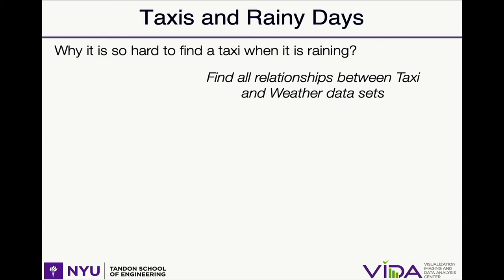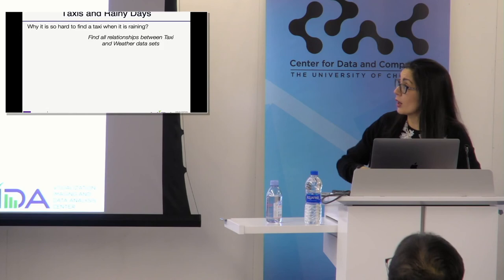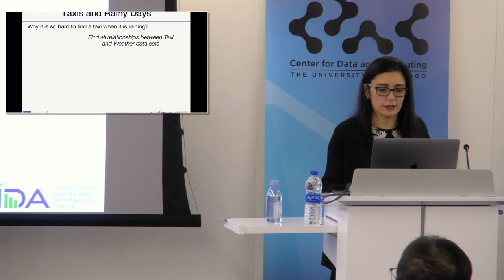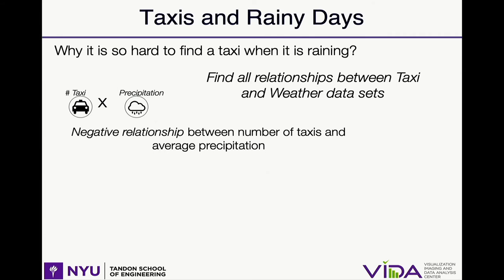You can try to answer that question by issuing the following query: find all the relationships between the taxi and weather data sets, trying to find an explanation for why you cannot find taxis. And we do find a negative relationship between the number of taxis and average precipitation, meaning that if you have lots of precipitation, there are fewer taxis.